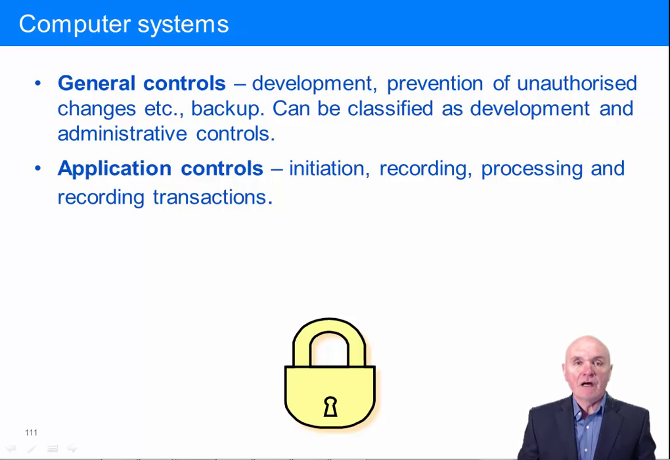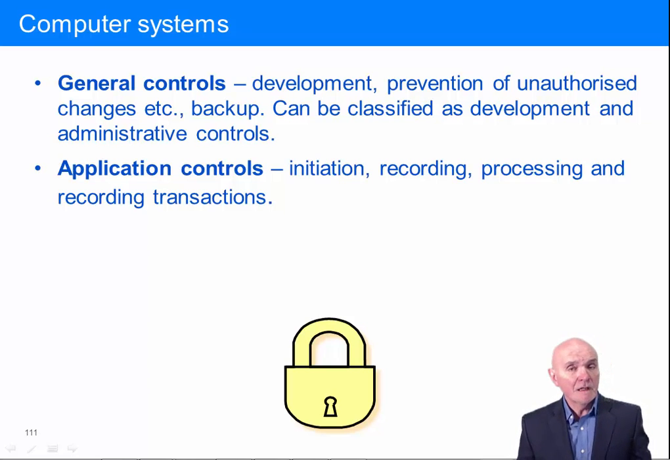Computer controls divide into two families. First of all, there are what are called general controls. These are sometimes regarded as controls over the kind of environment in which the computer system is sitting. These are not controls specifically for the wages system or sales system or purchases system. They are to do with the setting in which the computer system is operated. And these controls should be exercising some sort of discipline over the items which are listed here.